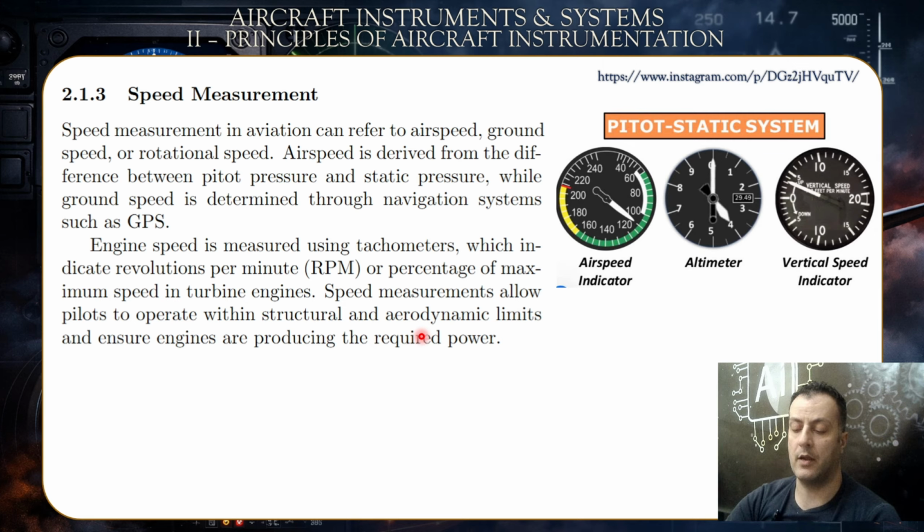The stall is when the aircraft can no longer generate lift because the flow of the air around the wings is no longer within the limits of the acceptable value of the dynamic speed in order to lift up the wings. It's no longer flowing with enough momentum, with enough speed in order to generate lift. So speed measurements allow pilots to operate within structural and aerodynamic limits and ensure engines are producing the required power.